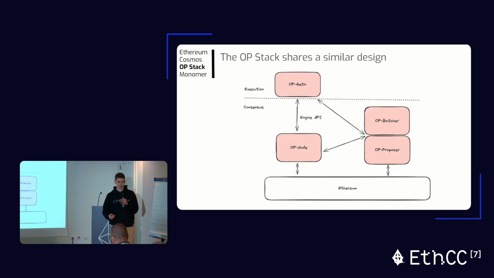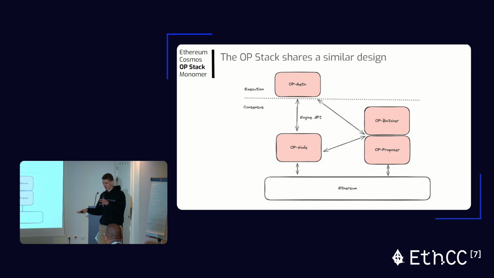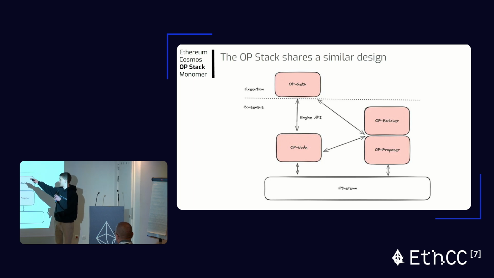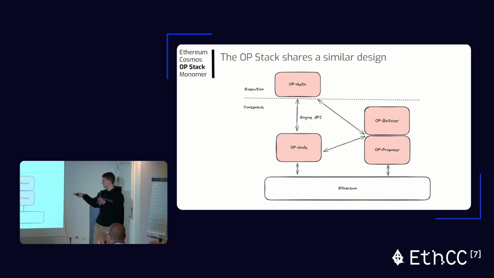Okay, so now this is a little bit more complicated, but the OP stack shares a similar design to both the Ethereum and Cosmos architectures. You have the execution layer, which in this case is OP-Geth, and then you have this more complicated consensus layer that actually performs the rollup functionality. And there are other components of the OP stack that I'm not showing here. You can think of this as the essential gist of how the OP stack works.